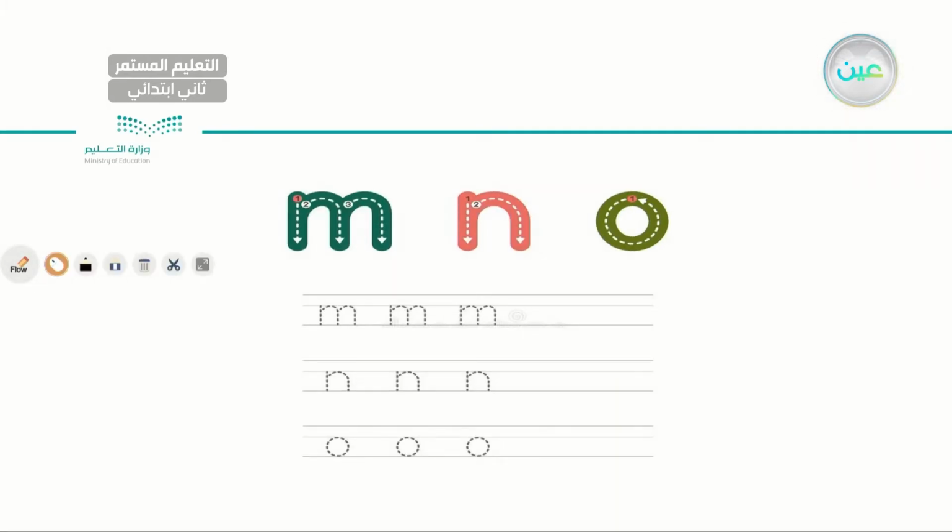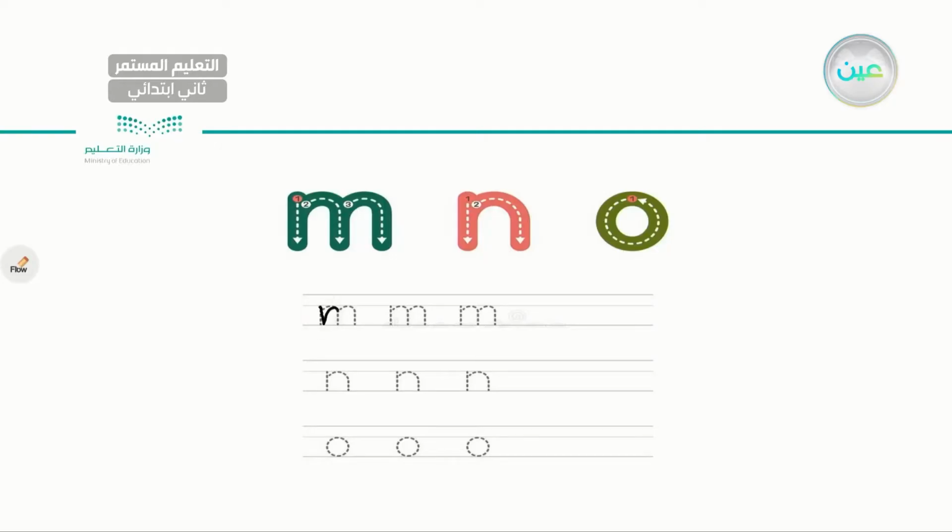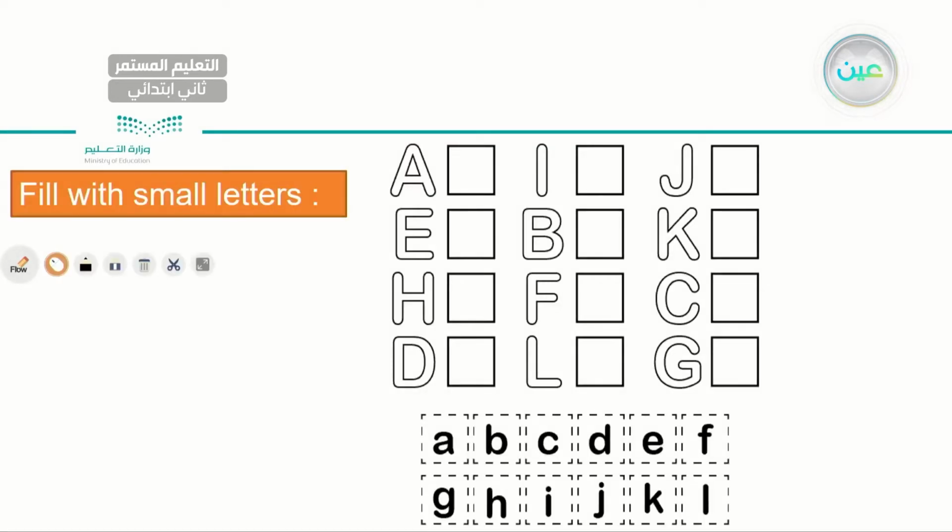For the next slide, I have the 3 letters, but small ones. Make sure you are writing them correctly. M, small m. And then I have N, small. Very good. Next I have O. Very good, my dear students. So we wrote M, N, and O. Okay, let's have this exercise, my dear student.